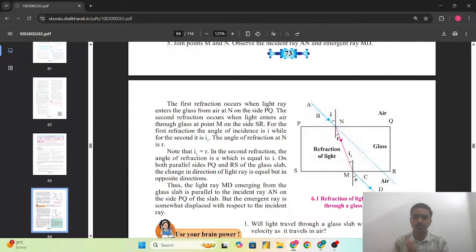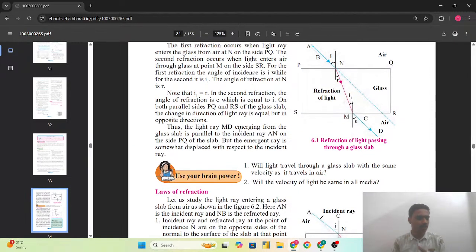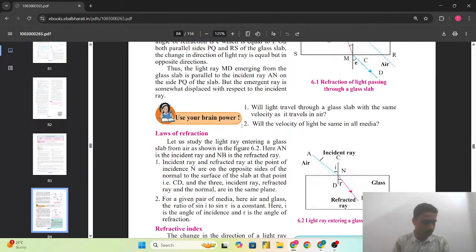So it is simple. What we have discussed here is that refraction is occurring at two points, that is, when the light enters from the air to the glass medium, and when the light goes from the glass to the air medium, two refractions occur. And you can explain that the angle of refraction, R, which is formed here, and I1 are both equal, and AN is parallel to the emergent ray MD. That is a simple explanation which we can easily explain in the exam also.